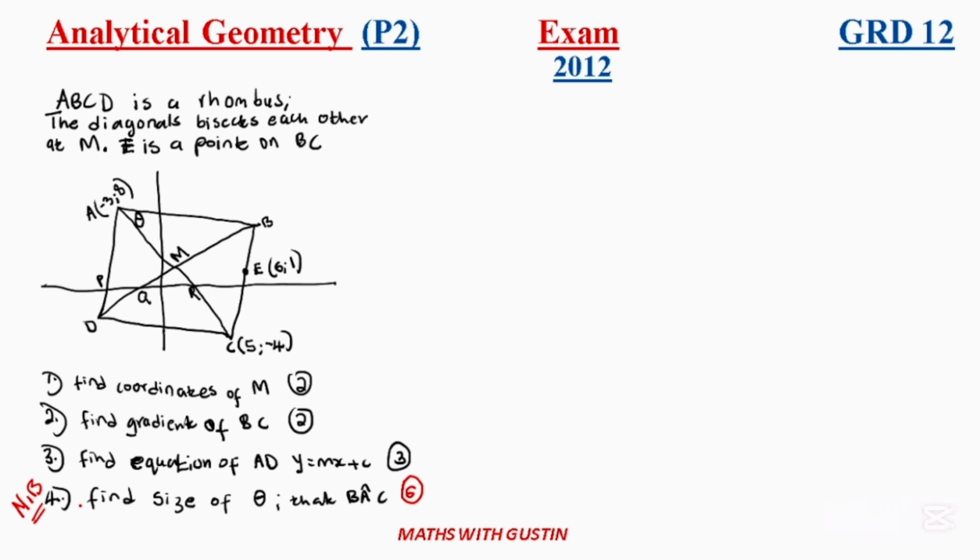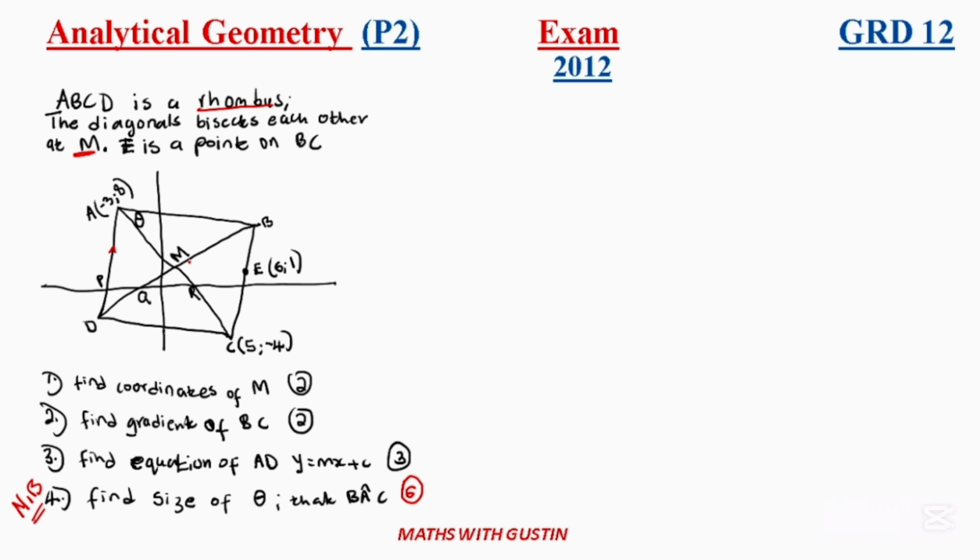So please, the last question is very key, but we really need to go through the other ones as well. All right, it says that ABCD is a rhombus. The diagonals bisect each other at point M. So the fact that they said it's a rhombus tells us that these lines here are therefore parallel.